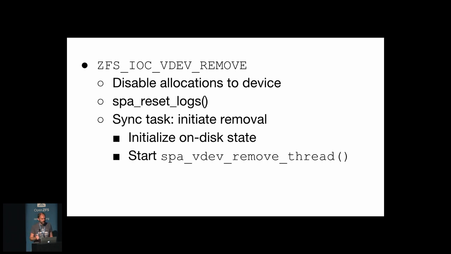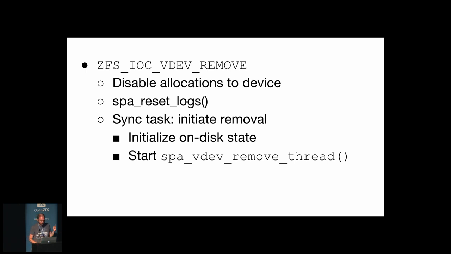And then we kick off a sync task. A sync task is like a callback that runs from spa sync while we're syncing out a TXG, and that's going to initiate the removal. What that does is it initializes the on-disk state that says we're in the middle of a removal, we have made zero progress. And then it kicks off this new thread.